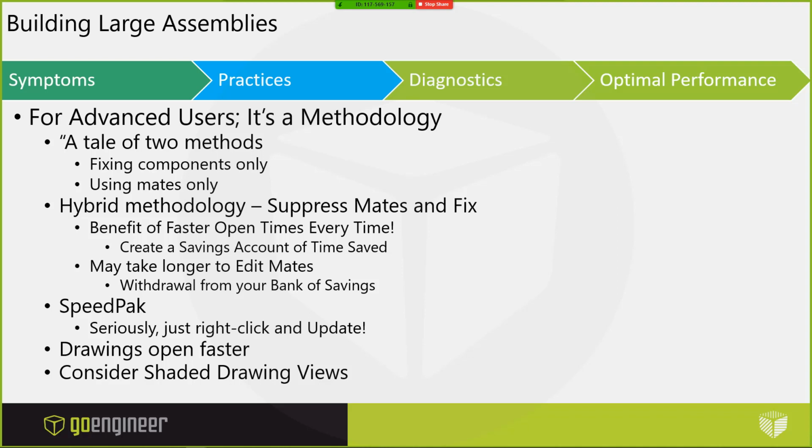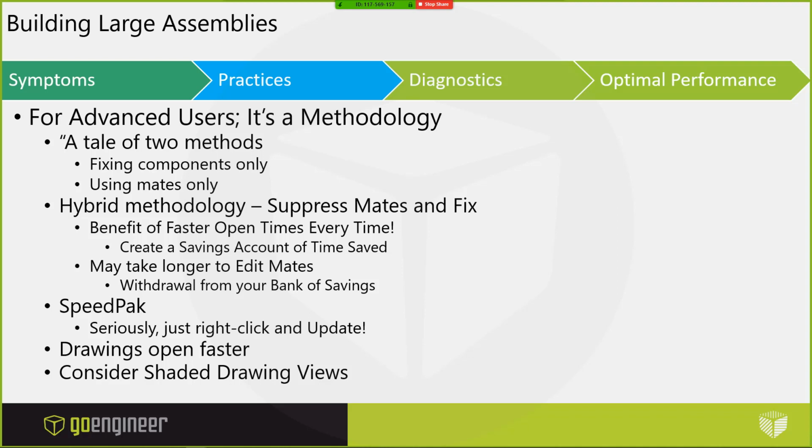And then if we need to make adjustments to that model, we can go in, suppress the fix, all of the mates will come back, and all of those mates will update as appropriate to the changes in the models, and then we can fix them again. So that allows us to get the best of both worlds. We can have a model that opens up quickly, but still gives us all the flexibility and control we had with the mates.